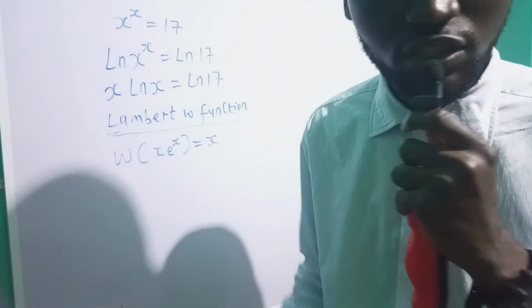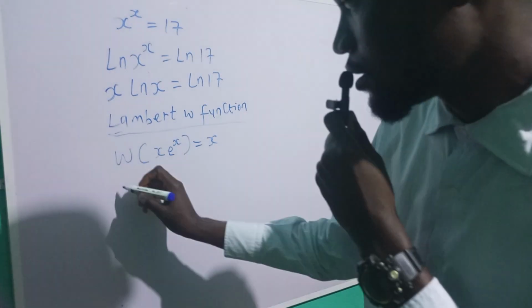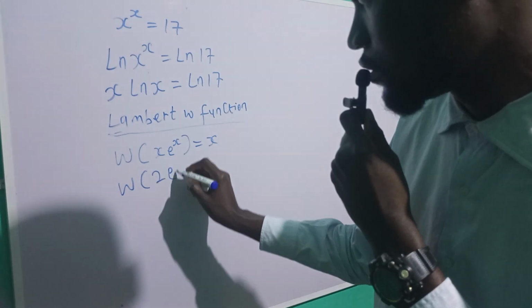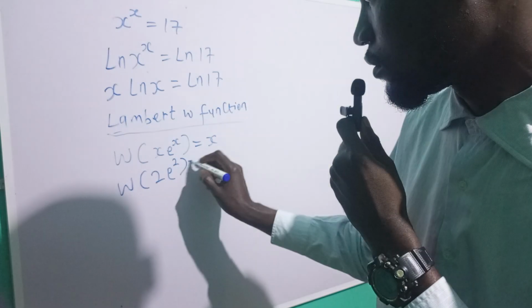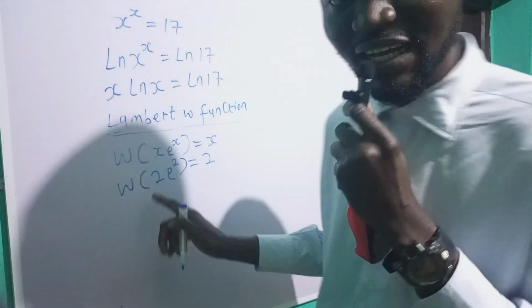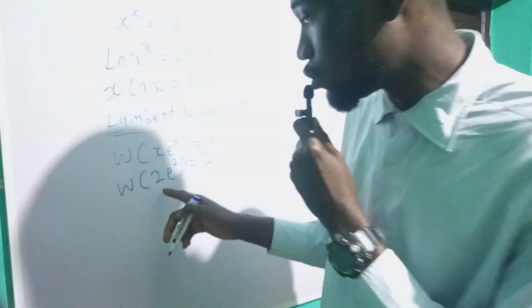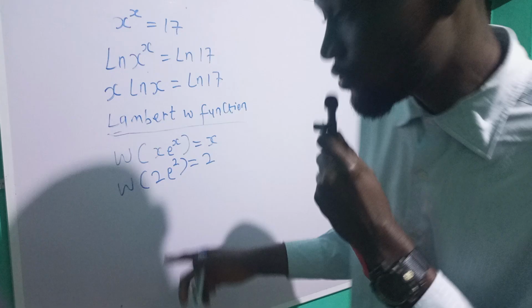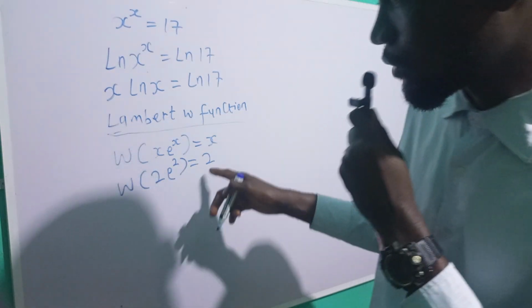Let me give you another illustration for a better understanding. If you have 2e raised to power 2, you can see that 2 is the coefficient of this e, and this 2 is still raised to the power of the same 2. So our result will be 2.